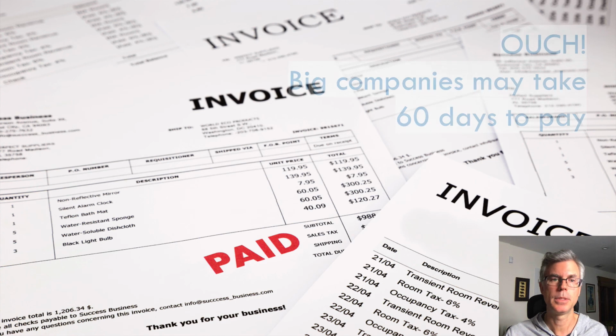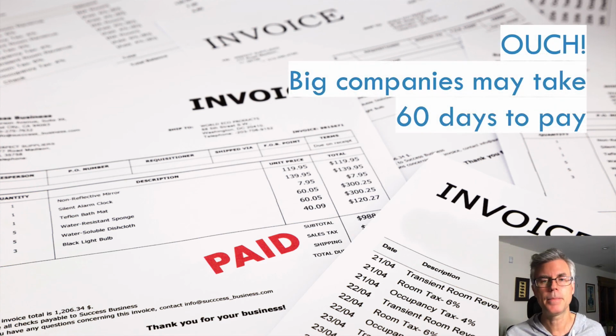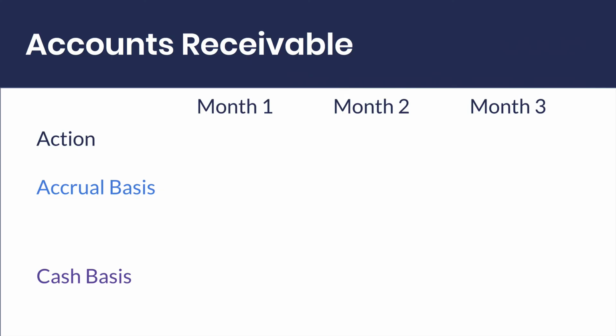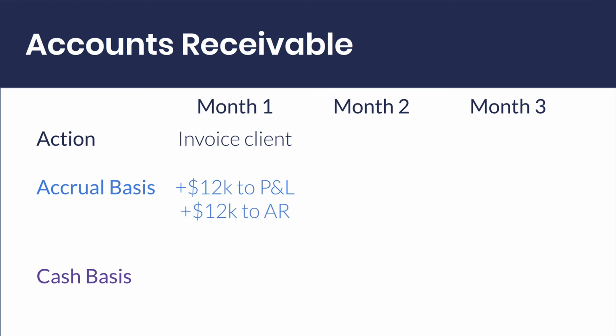Accounts receivable is if I'm billing a big company, they may take 60, sometimes even 90 days to pay, which is painful. So here's the way that looks. I invoice the client, and let's say I'm invoicing them $12,000. On the accrual basis, I record that $12,000 as income on my income statement, which is also called the profit and loss or P&L statement. And I record $12,000 to my accounts receivable account, but I don't actually receive the cash. So I've sent the invoice, I've recorded the income, I have this accounts receivable sitting on my balance sheet, but I still don't have any cash.